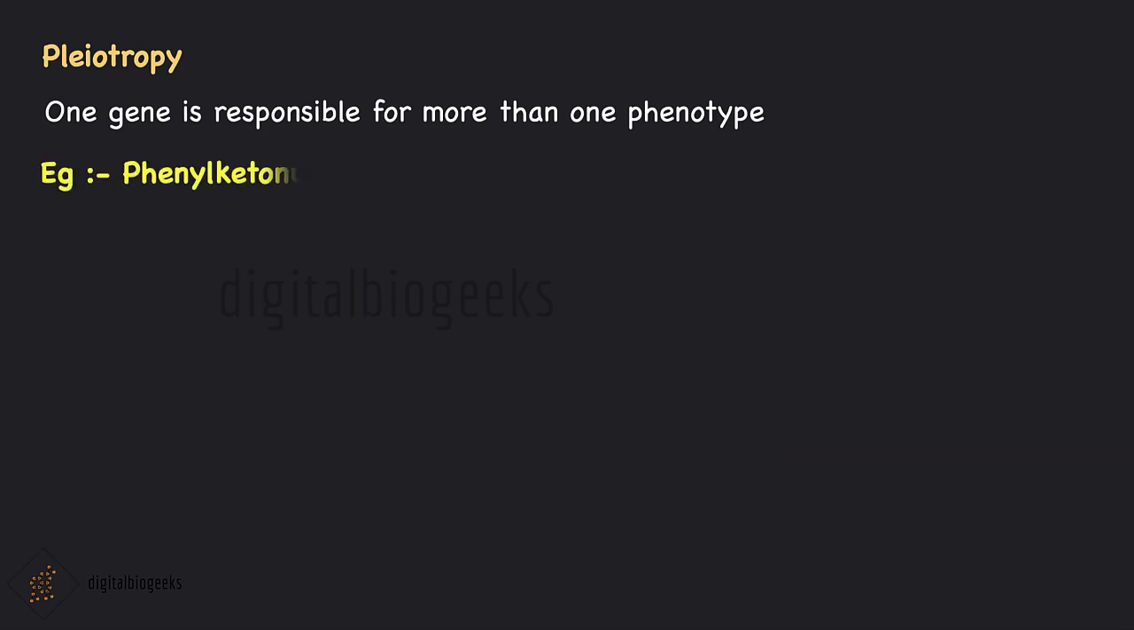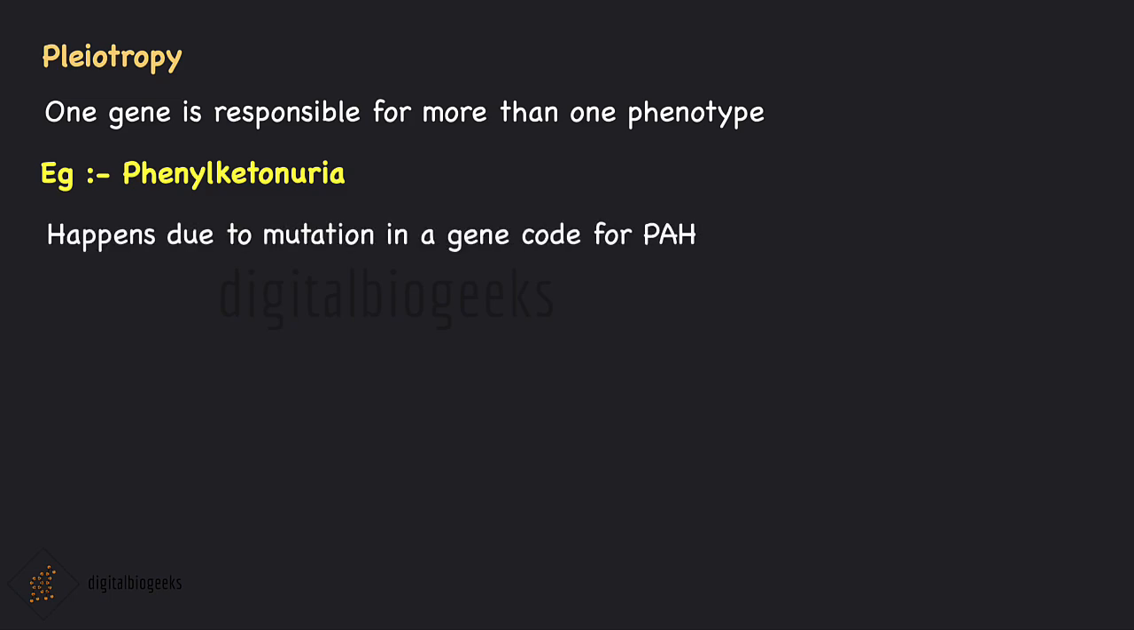Let's grasp this concept using an example. Phenylketonuria is a disease in humans caused by the mutation of one gene. Gene mutation means a change in the base sequence of DNA in a gene. We will cover the topic of mutation later in this video. Phenylketonuria is caused due to mutations in both the alleles of a gene that codes for an enzyme named PAH, phenylalanine hydroxylase. This PAH converts an amino acid named phenylalanine to another amino acid, tyrosine.